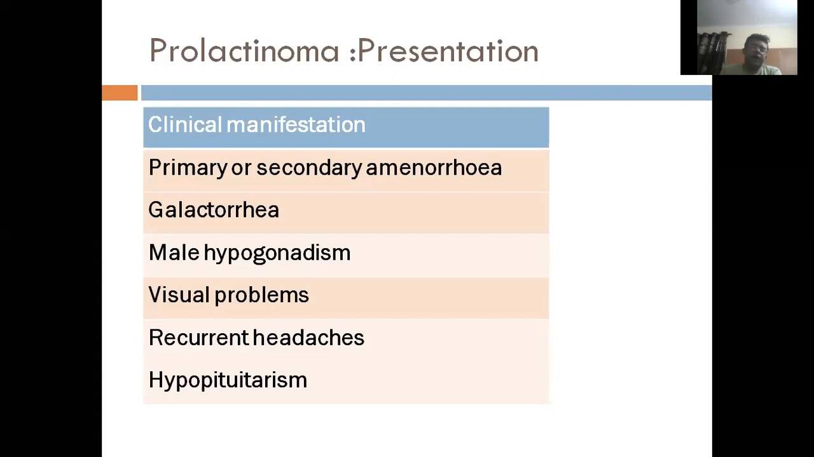The clinical features of prolactinoma typically are the same as that of hyperprolactinemia. You will have primary, secondary amenorrhea, galactorrhea. Galactorrhea typically will occur in females. It will not occur in males, because prolactin can produce milk only if the breast has been stimulated and made ready for secretion by the estrogen in the blood. So in the females, estrogen levels are there, the breasts are developed, so they can secrete the milky discharge.